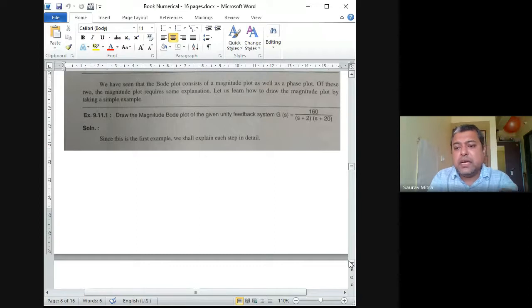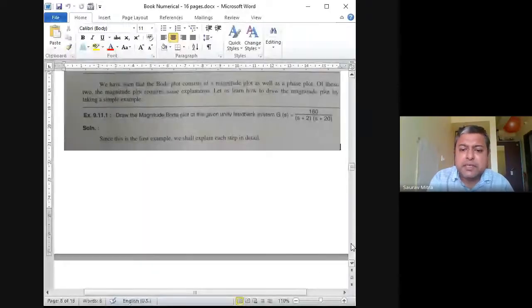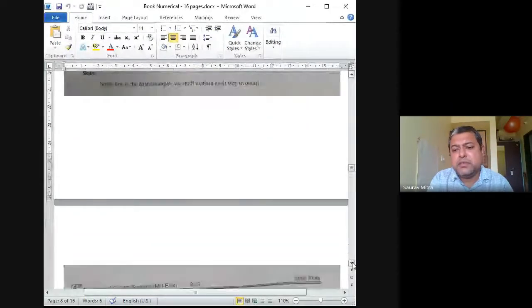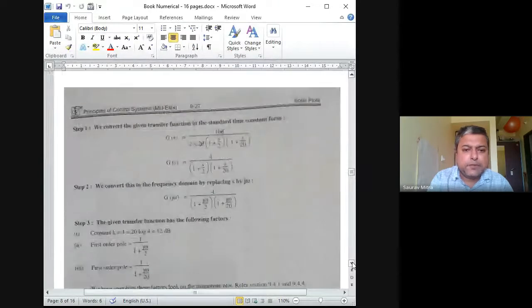So don't start with whatever is given. Okay, this is 160. Whatever Bode plot you are making, don't make it from here. The Bode plot has to be made from 160 divided by 2 into 20. That means the numerator will become 4. So the numerator has become 4 now, and now it is in the time constant form. So convert the given transfer function into the standard time constant form. This is the very first step.